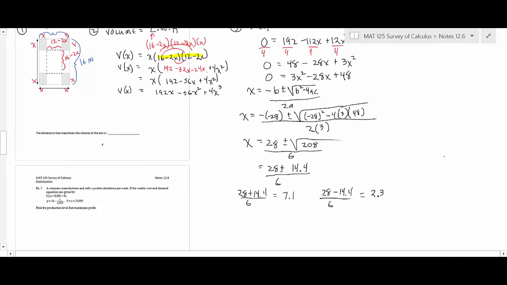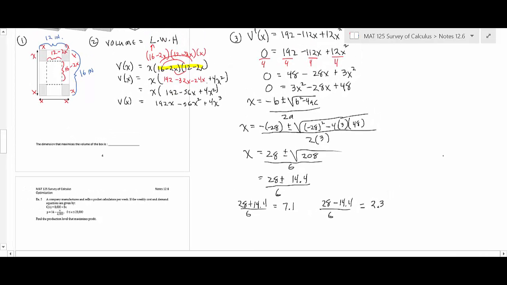Okay, now it's not 2 answers. One of these answers is totally ridiculous. Let's see if you know that. Let's look at the 7. What would happen if this was 7? You cut out more than half of the box. That's more than half of 12, right? So it's impossible. You can't do it.